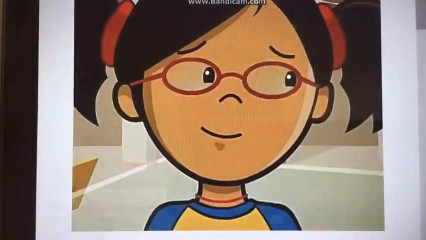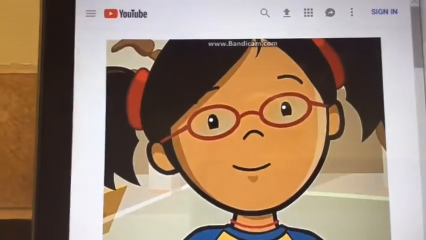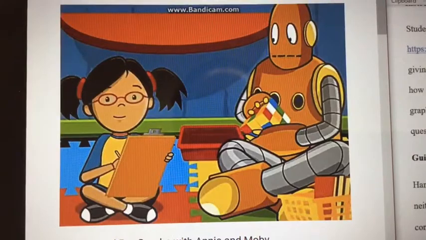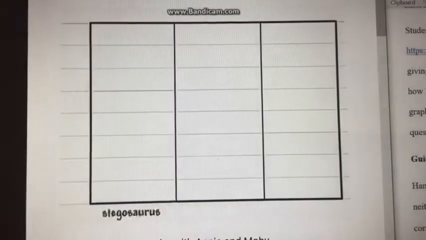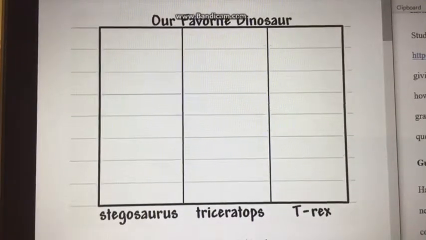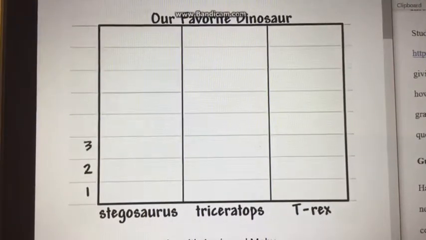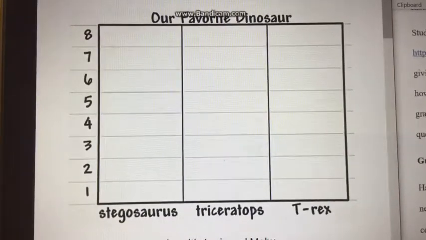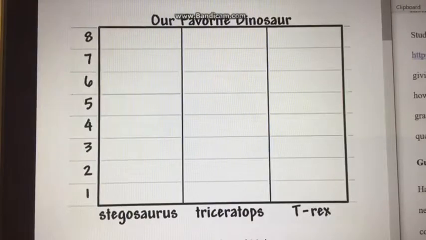So to begin with, students would watch a video that deals with charts and bar graphs. What is a bar graph? A bar graph is a way to organize and show data. You can write the categories on the bottom. The 3 dinosaurs are the categories. Then you can write the numbers on the side. The numbers in our bar graph show how many people voted for each dinosaur.